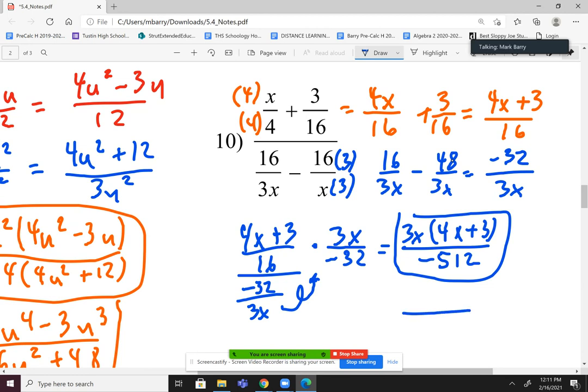Now, once again, they may distribute that 3x into the parentheses. That would be 12x squared plus 9x. So that's fine as well. You should probably have both written down.